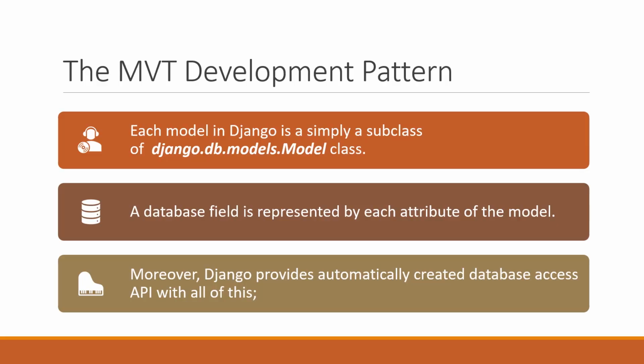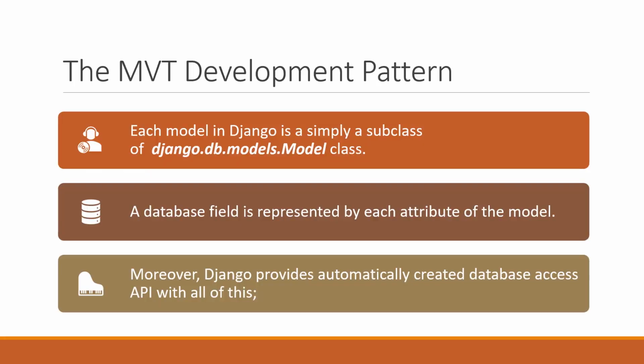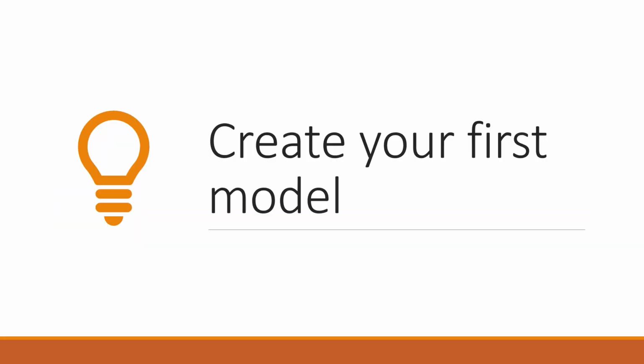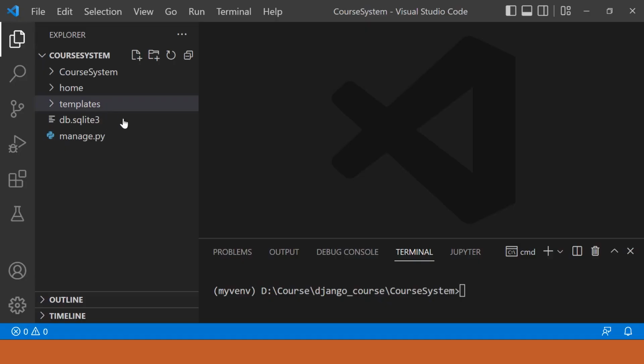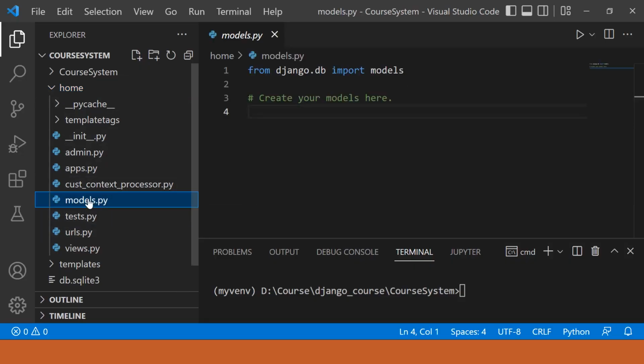Now with this, I hope you all understand what models are, and let's move to the next phase and understand how we can create our first model. To define a model in Django, we need to define a subclass of this Model class, which we have discussed earlier, and we have to do all of this in the models.py file. So let's implement an example related to it, and for this I will open my VS Code. For this example, I'm using the same core system project. I will use my home application, and in the home application there is one file whose name is models.py. So I will open it.